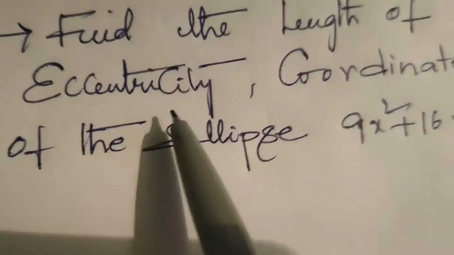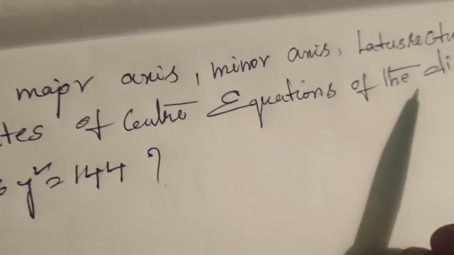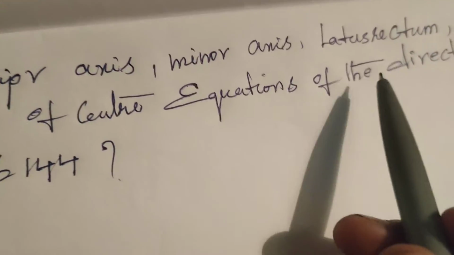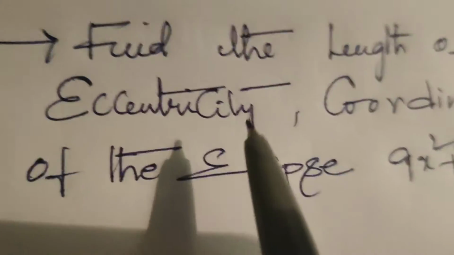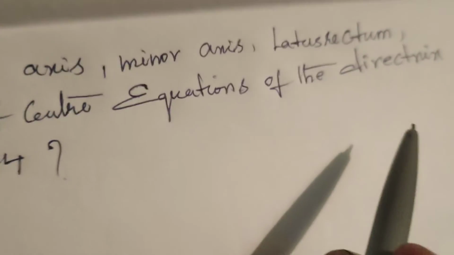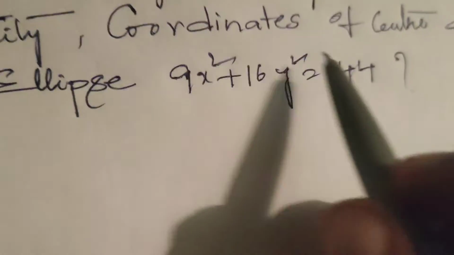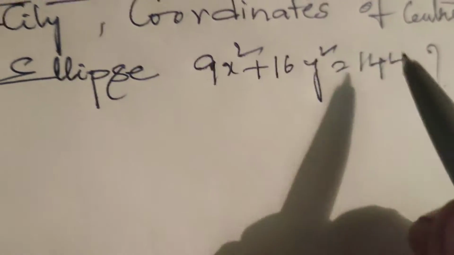Now today we are going to explain how to find the length of major axis, minor axis, and latus rectum, eccentricity, coordinates of center, and equation of the directrix of the ellipse equation. Okay, this is the given ellipse equation. First of all, write the given ellipse equation.